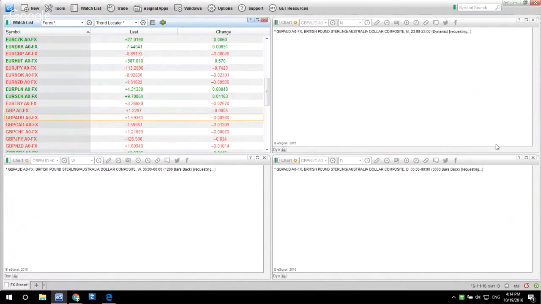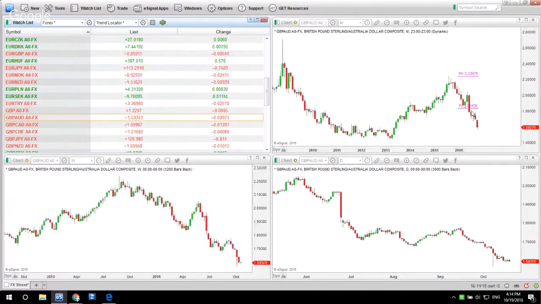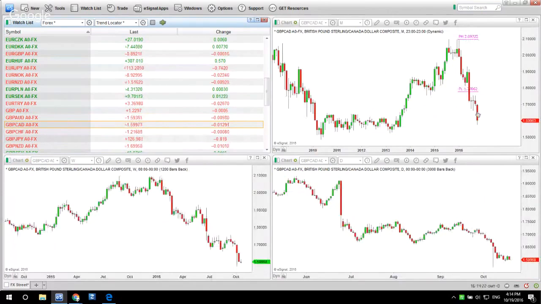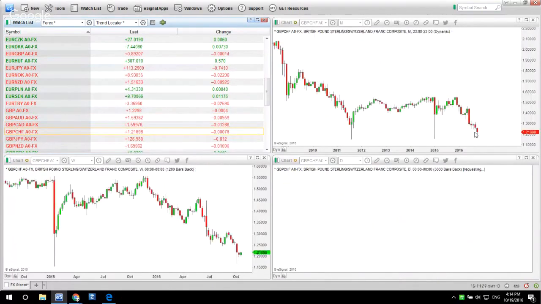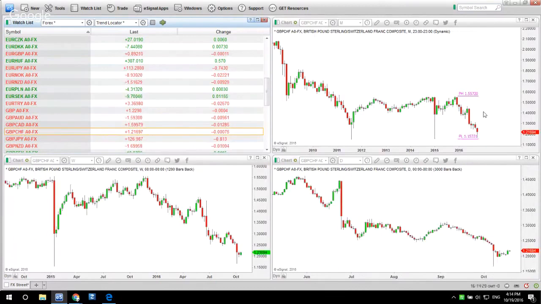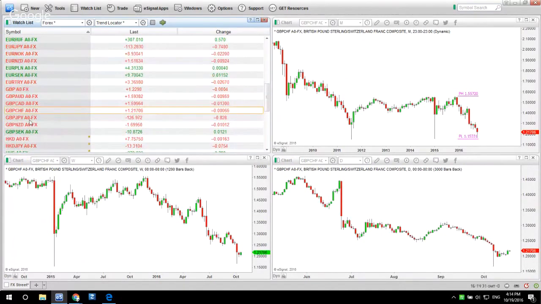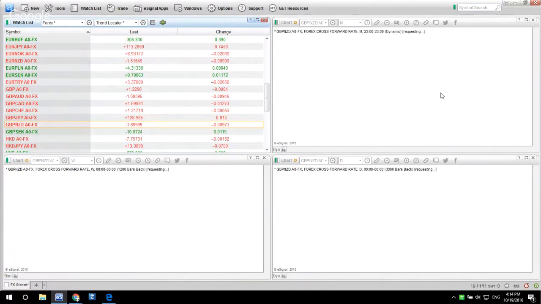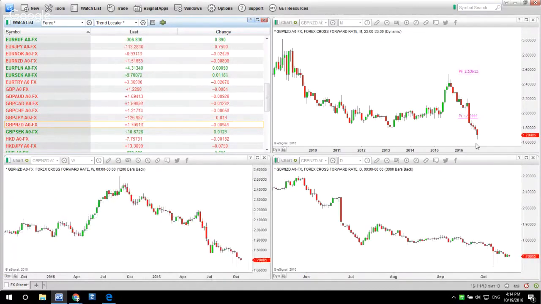Pound Aussie dollar, below the pink lines, bearish bias. Pound Canadian dollar, also below the pink lines. The pound Swiss franc is inside the pink lines, so this is not one that I'm interested in. Pound Japanese yen, below the pink lines for several months as well. Remember, this is the monthly chart, guys, so for several months, trading below the pink line. Pound New Zealand dollar is also below the pink lines.